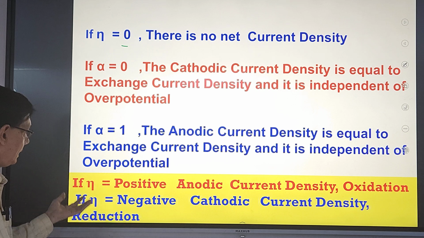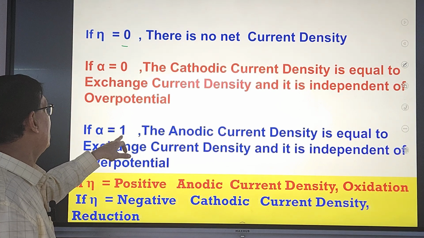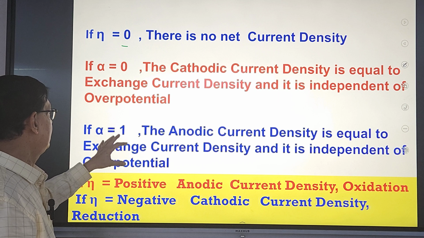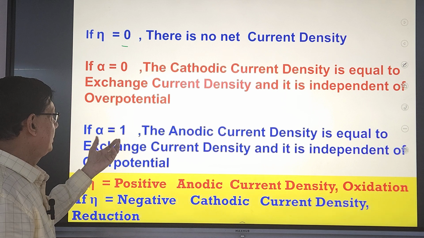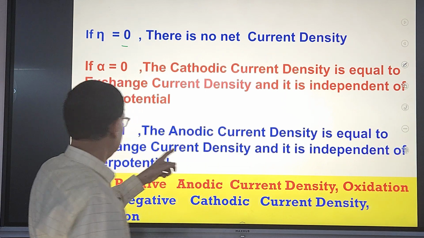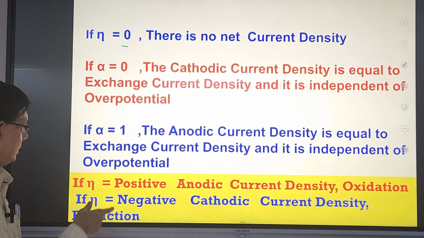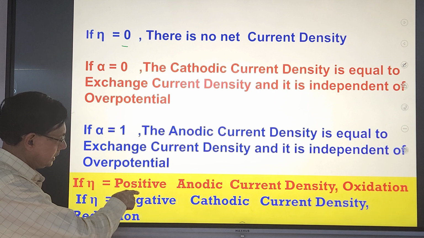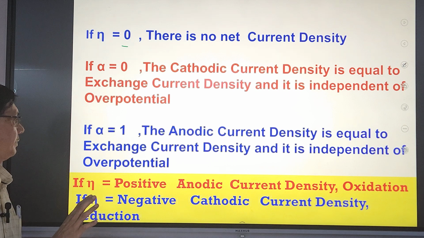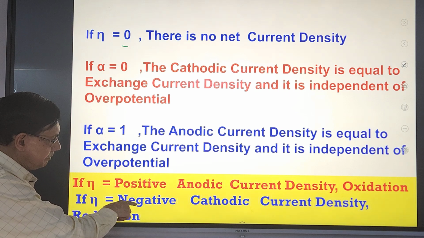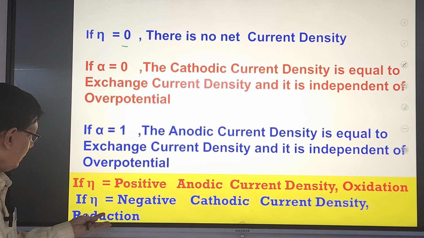Same thing if eta is positive and eta is negative. Second, if alpha is equal to 1, that means the value of alpha is higher, the symmetry element. Generally it is 0.5 like that. The anodic current density is equal to the exchange current density, and it is independent of overpotential. If eta is positive, the anodic current density is predominant, there is an oxidation state. If eta is negative, the cathodic current density is predominant, the reduction is predominant.